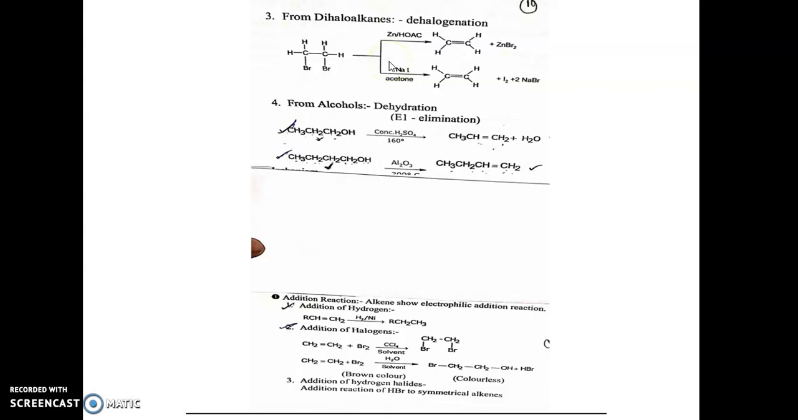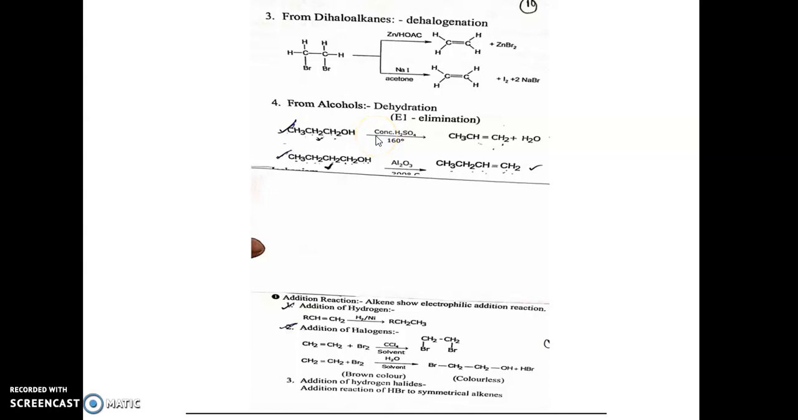Now let's talk about preparation number 4. You can prepare alkene from simple alcohols. It is a simple alcohol. It is also a simple alcohol. When these types of alcohols react with concentrated H2SO4 under heating conditions, concentrated H2SO4 has a tendency to absorb water.